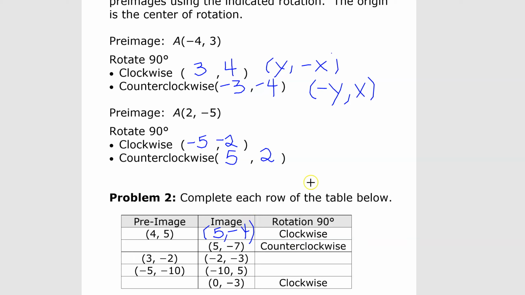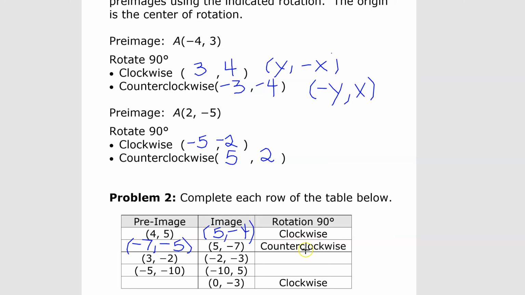For counterclockwise, we use this rule right here, -y, x. Well, this is the point that has been changed. It is the image, so we have to do the opposite of that. And so our point becomes, or our image was previously, -7, -5.